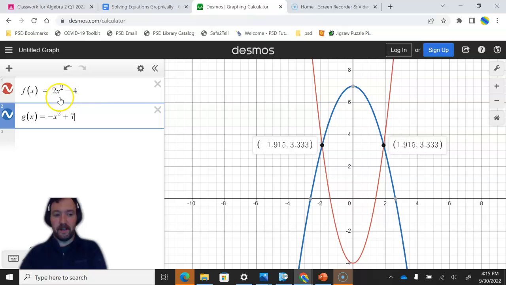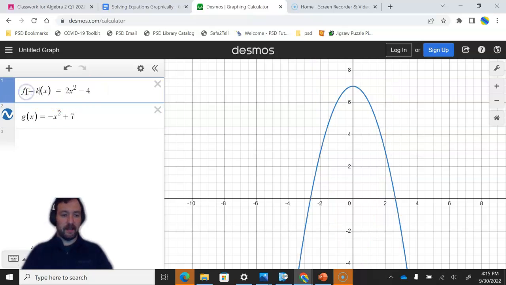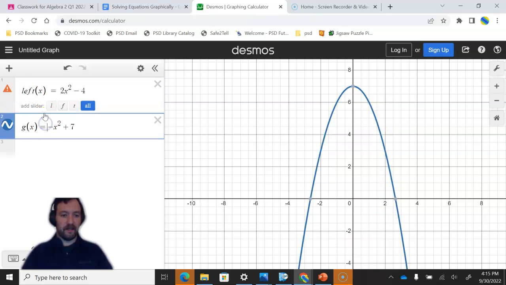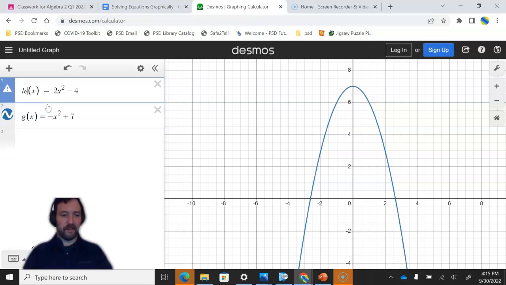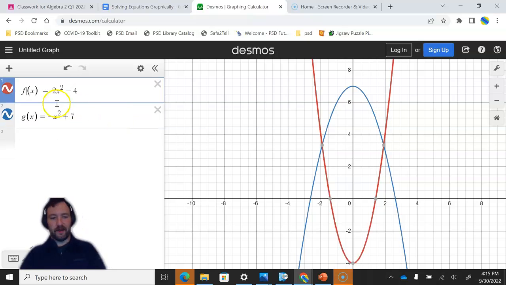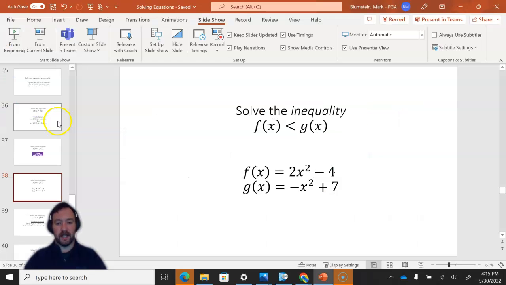f is in red. That's the left side, right? Maybe I should have called it left of x. Well, let me do that. Oh, it didn't like left of x. Too bad. Okay, I won't do that. But f is the left side of the equation and g is the right side of the equation. So I graphed them separately. Now, where is the left side smaller than the right side? That was my equation.